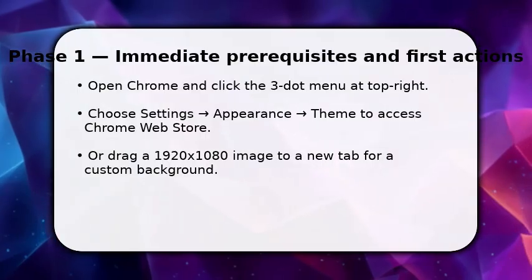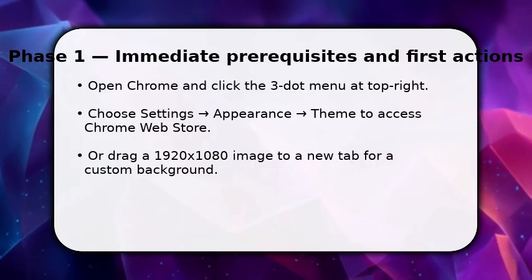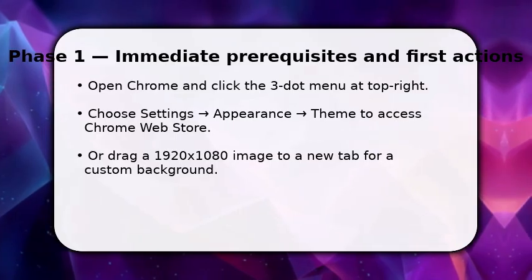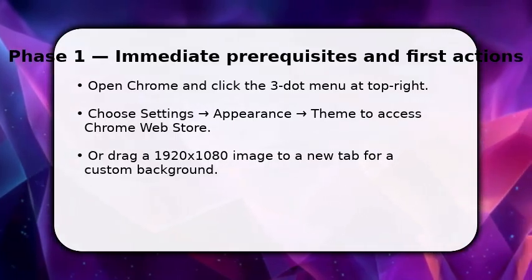You begin by opening Chrome and going straight to Appearance settings. This is faster than hunting menus. Click the three dots, select Settings, then Appearance, and open Theme to reach Chrome Web Store.